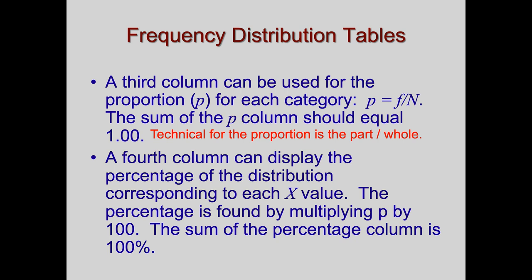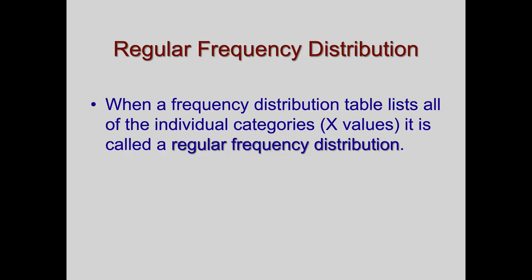You can also add a fourth column if you want, and you could convert that to a percent. Now, here's the fancy math terminology for you. A fourth column can display the percentage of the distribution corresponding to each X value. The percentage is found by multiplying P by 100. The sum of the percentage columns should be 100%. All they're doing is converting a fraction to a percent. It's like saying, I've got 7 out of 100, that's 7%, or 1 out of 4, that's 25%. That's all the technical talk is doing, okay? So don't be intimidated by it.